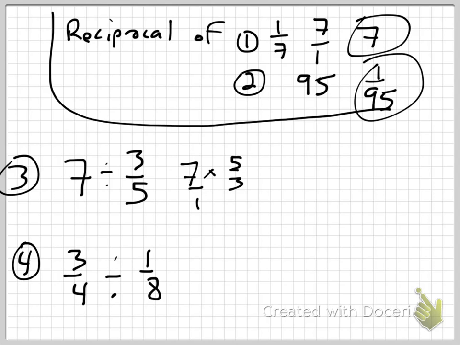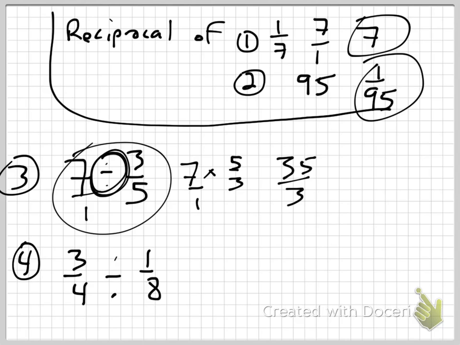Okay, can I reduce anything? You can't cross cancel until you are multiplying. You never do it while you're dividing. You do it when you're multiplying. That's when you're allowed to reduce. I could not have reduced anything there because it's division. Now that it's multiplication, I can. Is there anything that I can reduce? No. 35 over 3, which looks like 11 2/3.